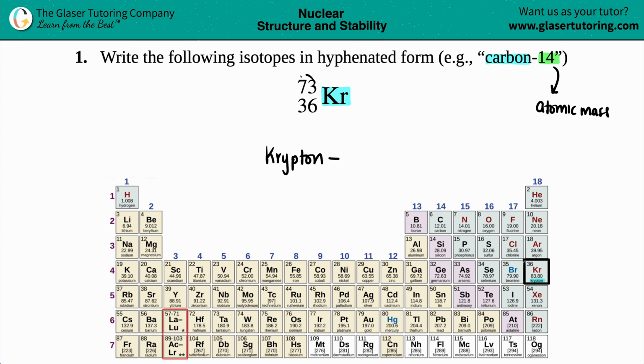But we have two numbers here, a 73 on the top, 36 on the bottom. Which one is the mass number? Well, the mass number is always the higher number. So in this case, it's going to be the 73. That is the atomic mass.